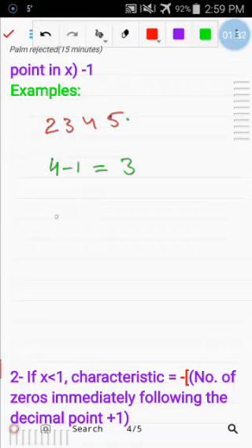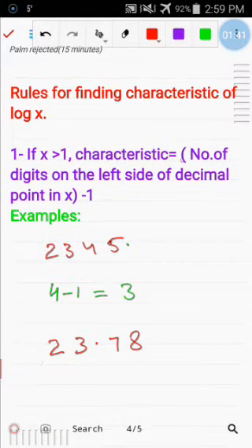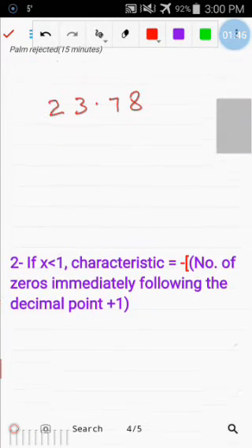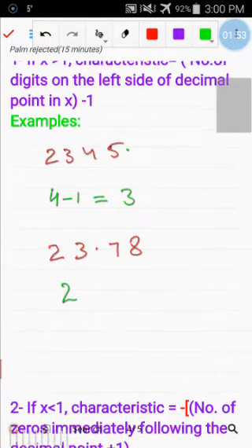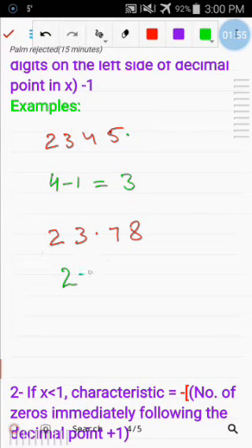If the number is 23.78, the number of digits on the left side of the decimal point is 1, 2. Now we subtract 1 from 2. So the characteristic of this number is equal to 1, since 2 minus 1 is equal to 1.